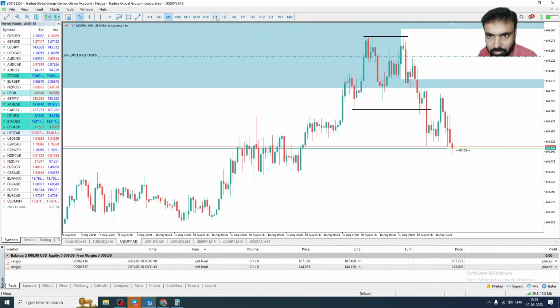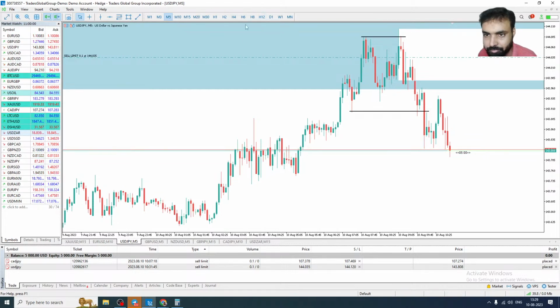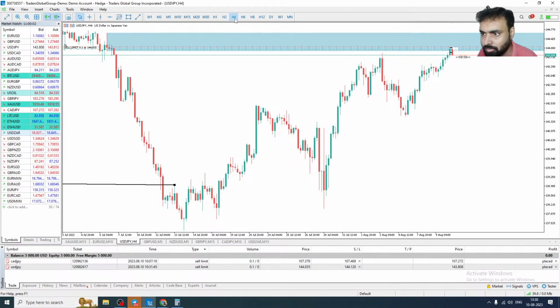USD JPY ஒன்றும் சரியில்லையா? All reacting from the swing point bottom. Do you see that? The swing point bottom is where the market directly reacts. The swing point bottom level.